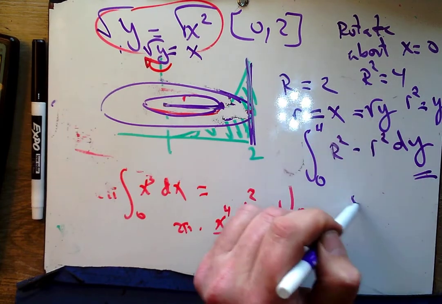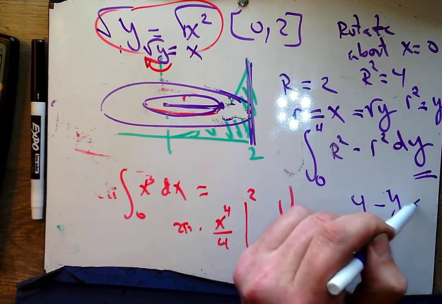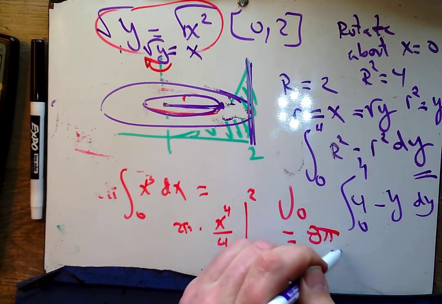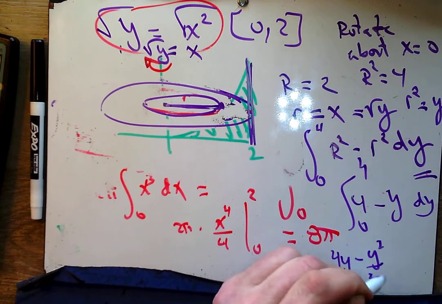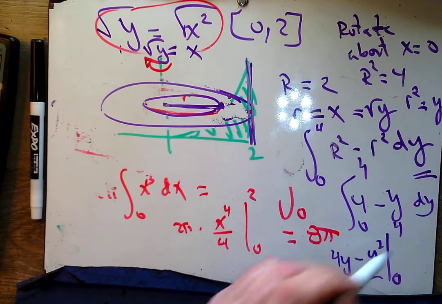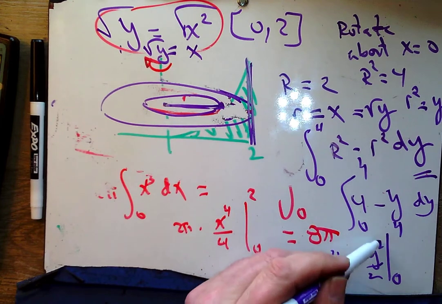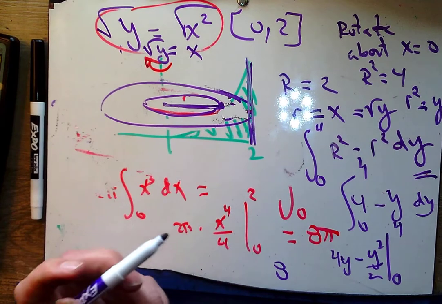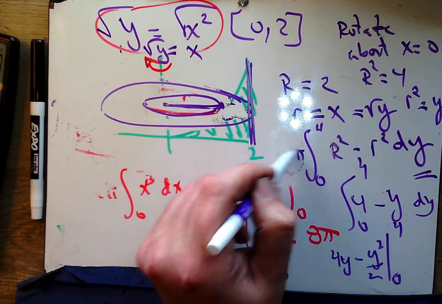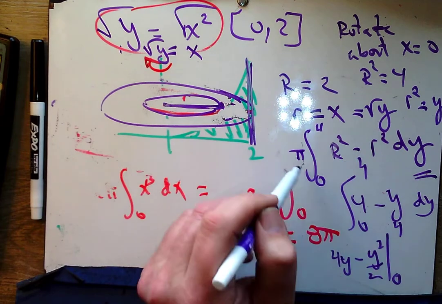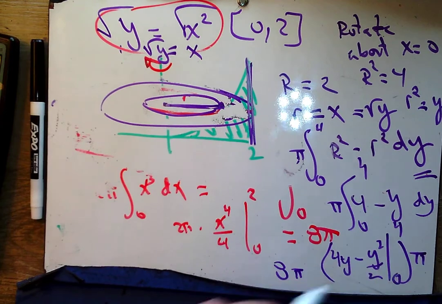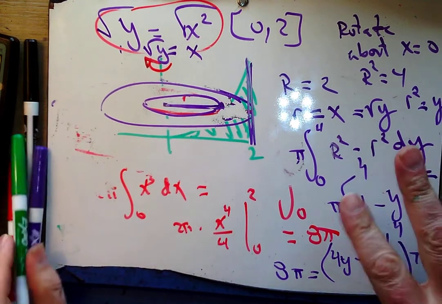Okay, big R squared is 4. Little r squared is y. 0 to 4. So we're going to have 4y minus y squared over 2, 0 to 4. 16 minus 8 is 8. And I plug in 0, I get 0. Now remember, this was pi big R squared minus pi little r squared. Don't lose that pi. And there we go, we get 8 pi either way. Seems like a little more work to me.